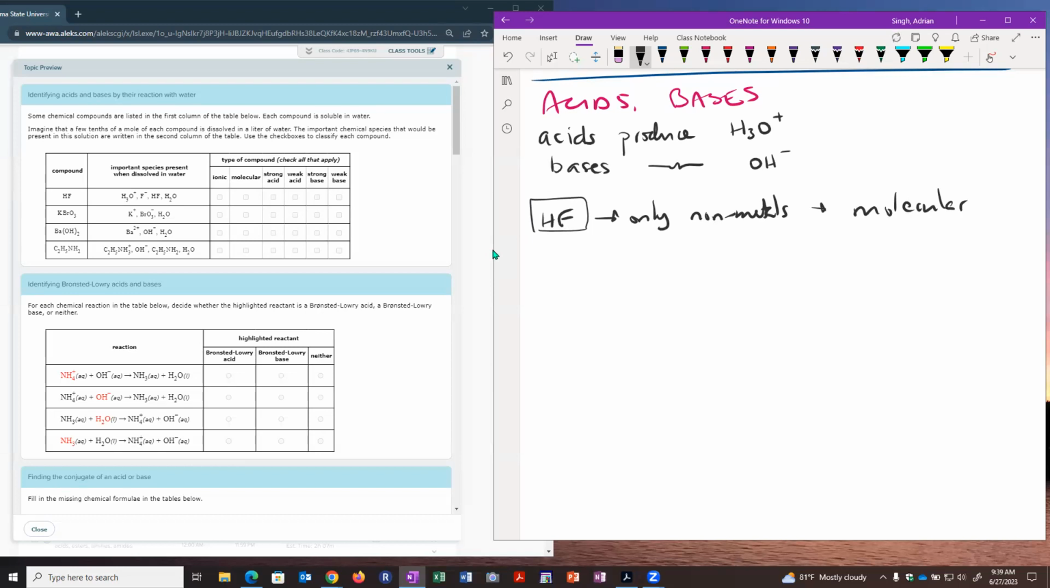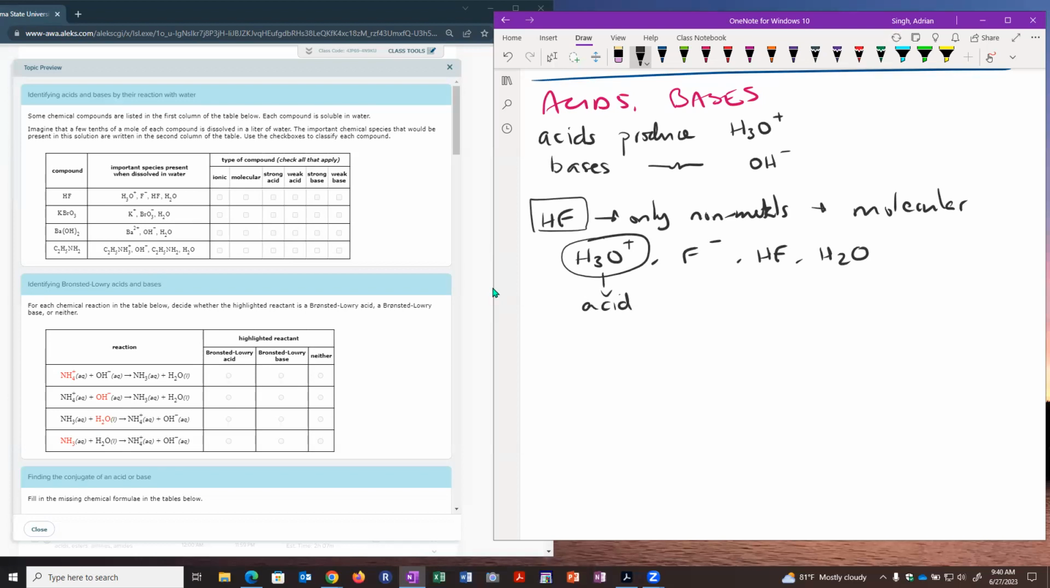This is also telling us that when dissolved in water, the important species are the following. So we have H3O+, we have F-, we have HF, and then we also have H2O. All right, so H2O is always going to be present because it is the solvent for the aqueous solution. So here it's telling us we have H3O+. So right away we know that it's an acid because we produced some of that.